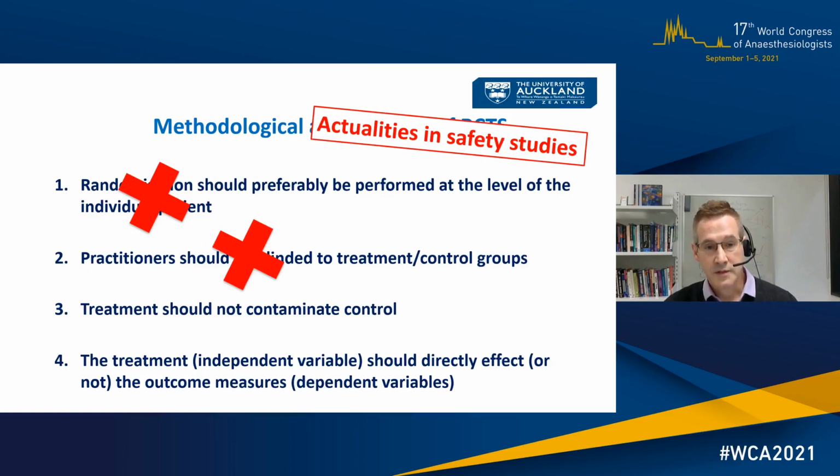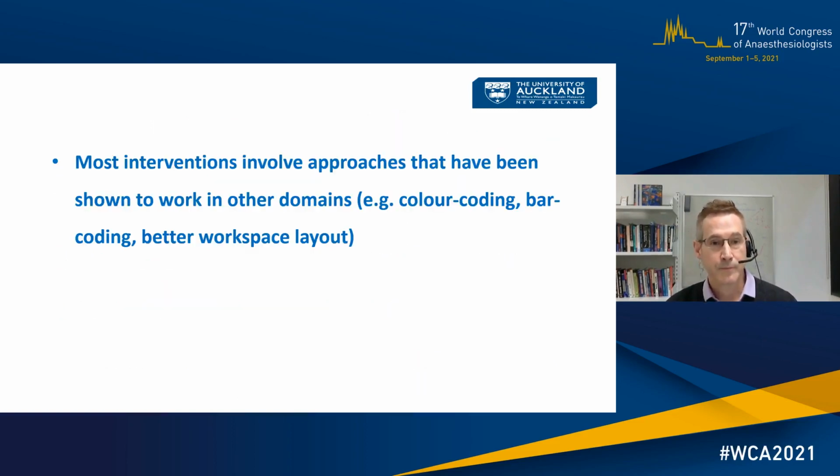Treatments should not contaminate control. Well, often practitioners like the idea of the new safety intervention, and so they start using it on all their patients, including the ones in the control group. So that contaminates the control group. And as demonstrated by that causal map of accidents, there isn't a linear connection between independent and dependent variables. There's lots of other kinds of things which can intervene and stop that from happening.